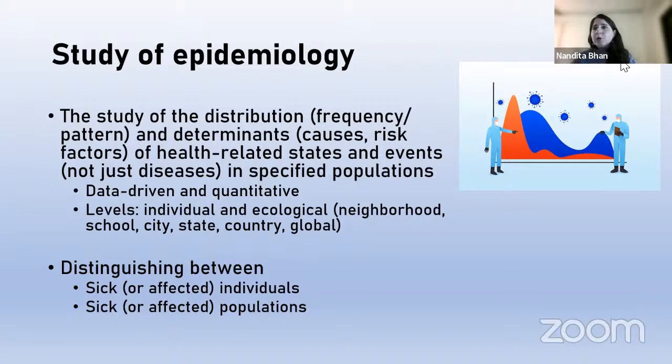So what epidemiology really helps you do is make a very fundamental distinction. That is what makes public health: it distinguishes between sick individuals and sick populations. For example, if you go to a doctor, essentially they are treating the patient. But if you go to a public health professional, they are really talking about what affects a community or what affects a population. They're not seeing a patient and asking what is going on with this person.